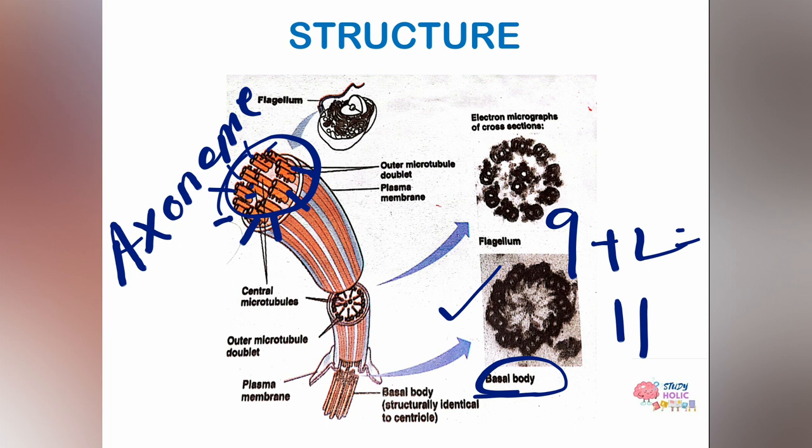Here over here you can see these are triplets, and these triplets make up the basal bodies.